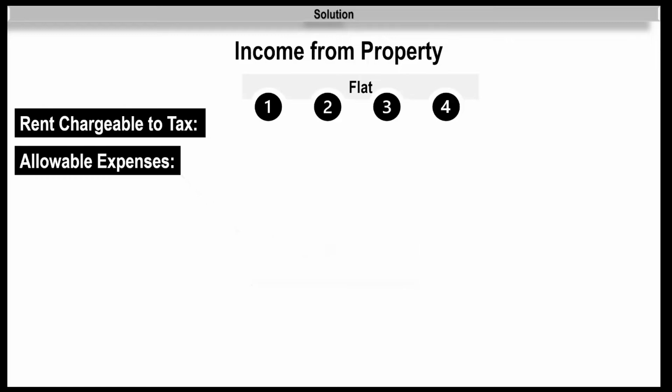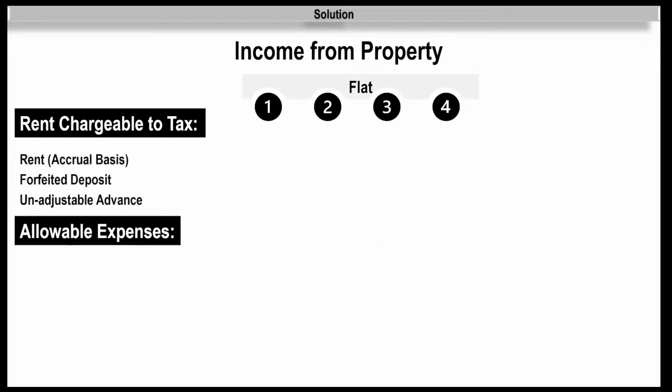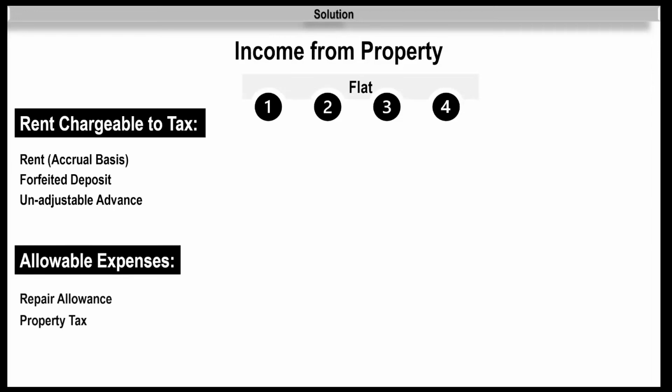Rent chargeable to tax is sum of 3 figures. Rent income on accrual basis. Forfeited deposits and unadjustable advance. Expense mentioned in question is just property tax, which is allowed as expense. In case of building, a repair allowance equal to 1/5 of rent chargeable to tax is also allowed as expense.